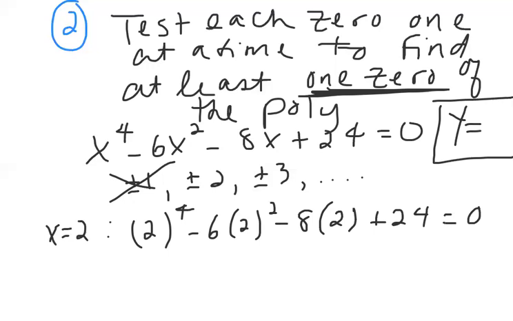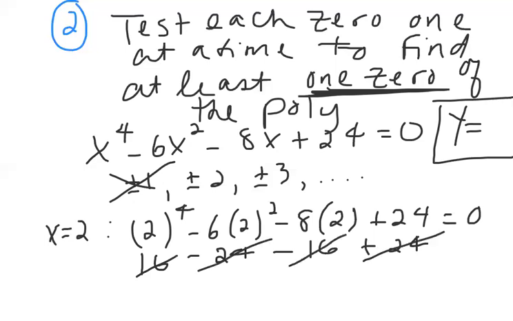So this gives you 16. 2 squared is 4. 4 times 6 is 24. 8 times 2 is 16, and then plus 24. Shazam! Look at that, guys. 16 takes away 16, -24 plus 24, and bam, it works out. Yes, 2 works. Okay? So now, guys, we found one of the zeros. So now we can move on to the next step. One of the zeros is x equals 2.